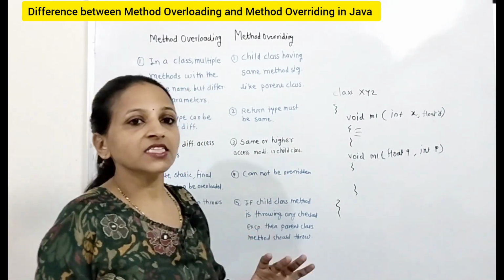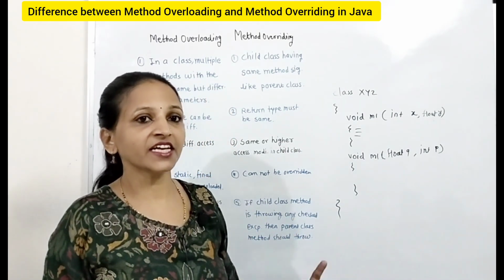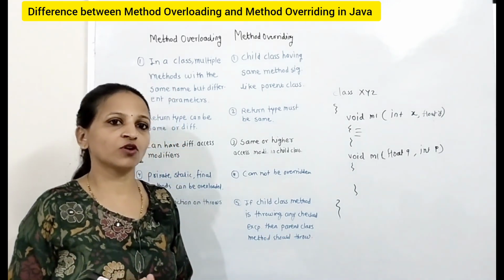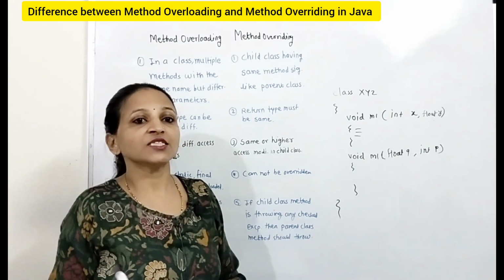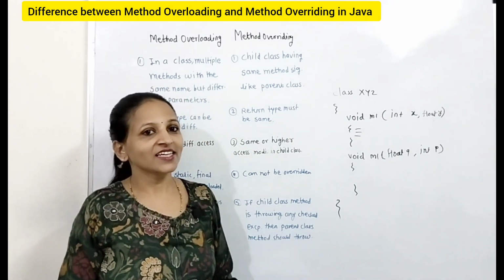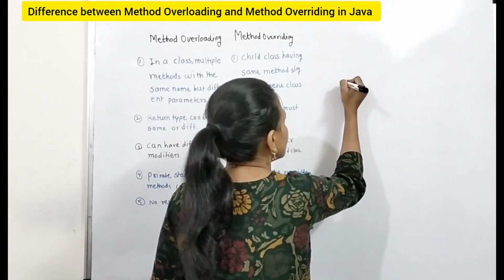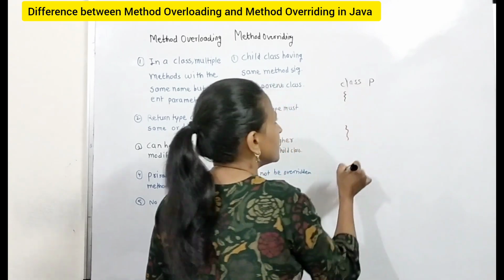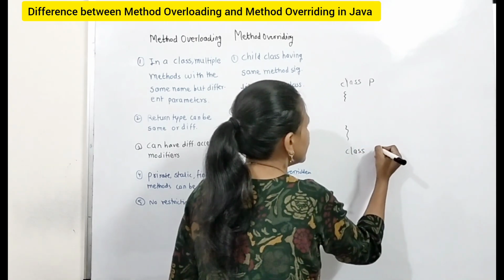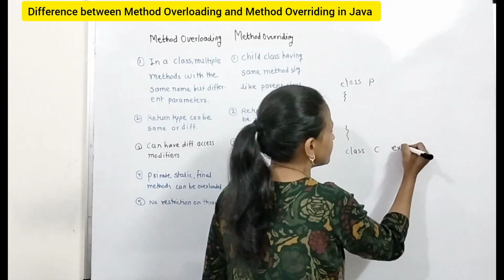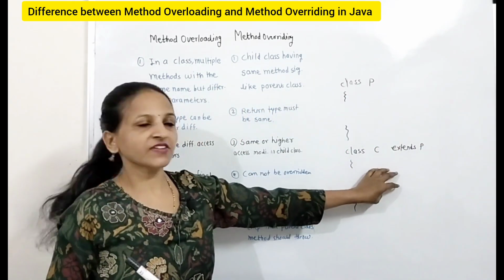Method overriding is concerned with the child and parent relationship, meaning there is inheritance. This method overriding concept is applicable inside inheritance only. Now what is the meaning of method overriding? Suppose a parent class and a child class both have the same method, then that is called method overriding. For example, see class P. This is the parent class, and I am creating one more class here, class C, which extends P. This is inheritance, meaning this is the parent class and this one is the child class.